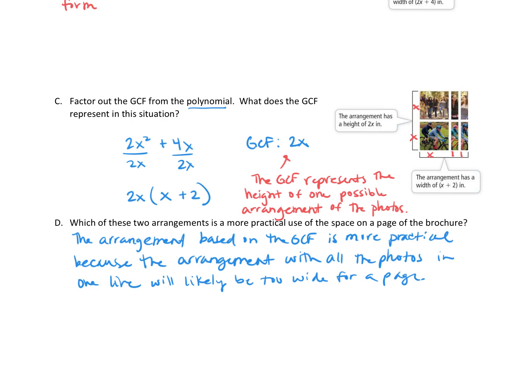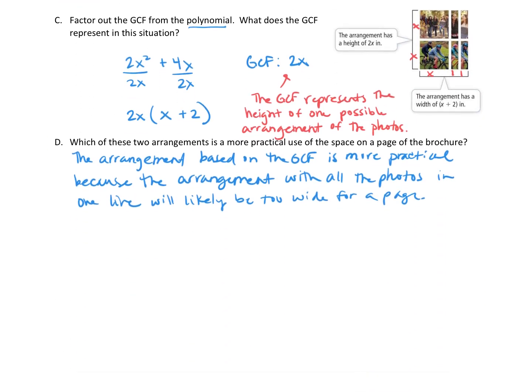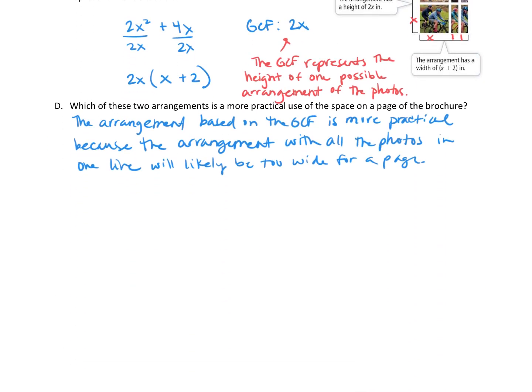So just to remind you, we had this arrangement right here, which looked like x times 2x plus 4. This is not as practical because there's a good chance it's not going to fit on one page because of how wide it is. And so when they said which arrangement is more practical, the one with the GCF, the 2x times x plus 2, that one is more practical because the other one probably won't fit on the page.